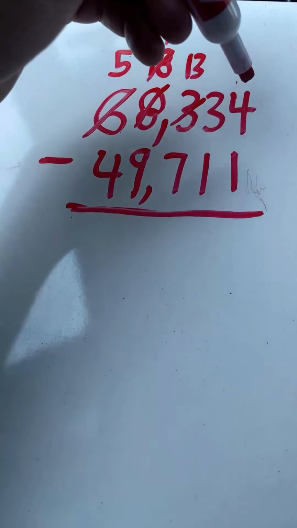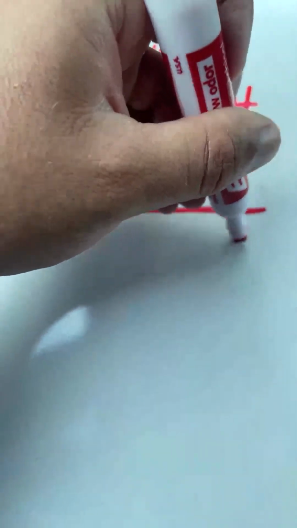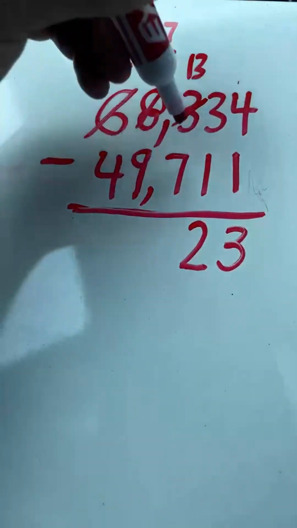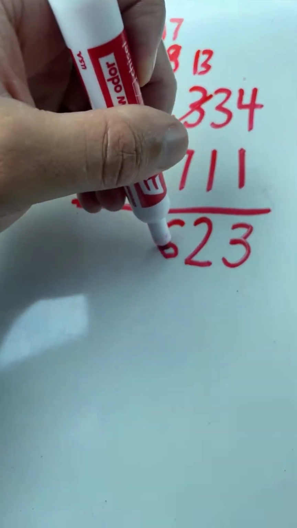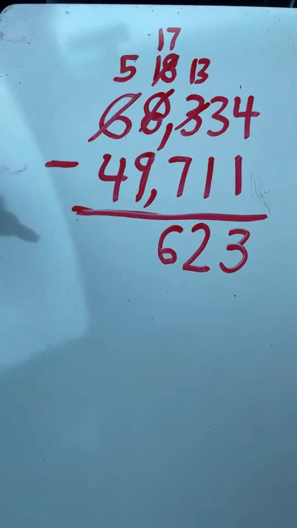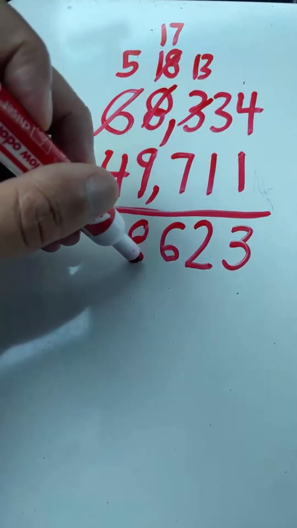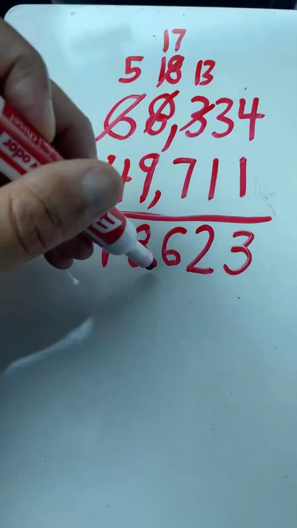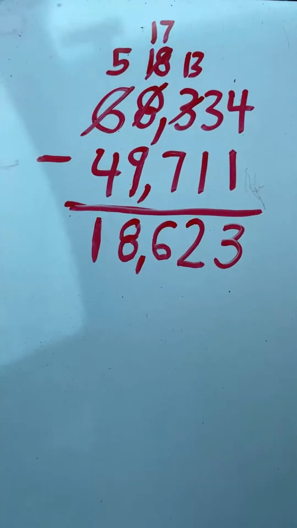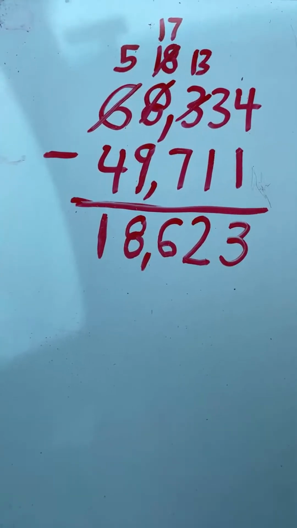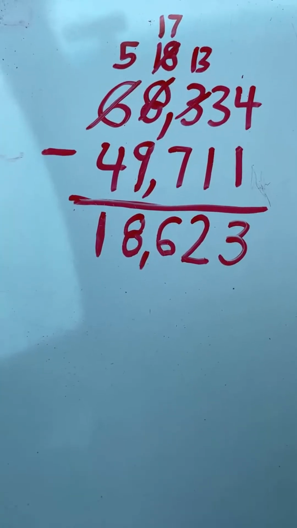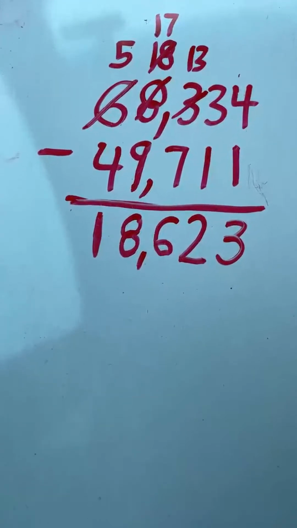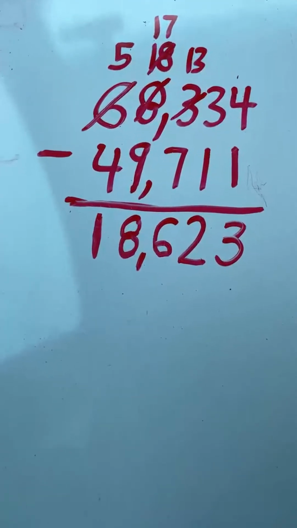So starting in the ones place, 4 minus 1 equals 3. 3 minus 1 equals 2. 13 minus 7 equals 6. 17 minus 9 equals 8. And 5 minus 4 equals 1. And we have our final answer. 68,334 minus 49,711 equals 18,623.